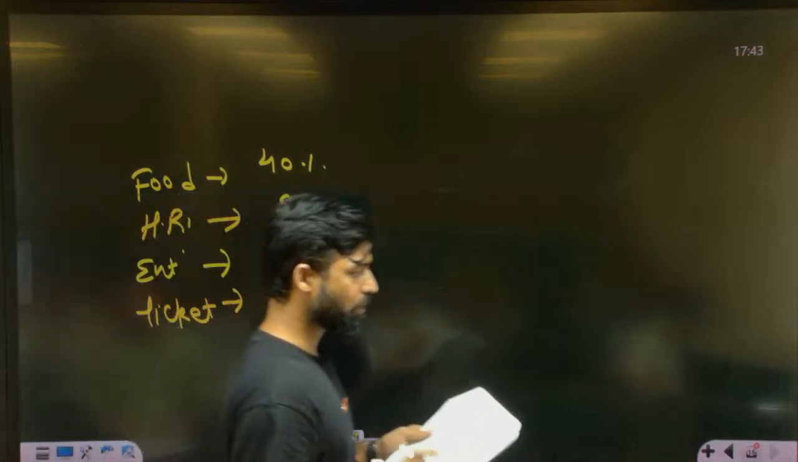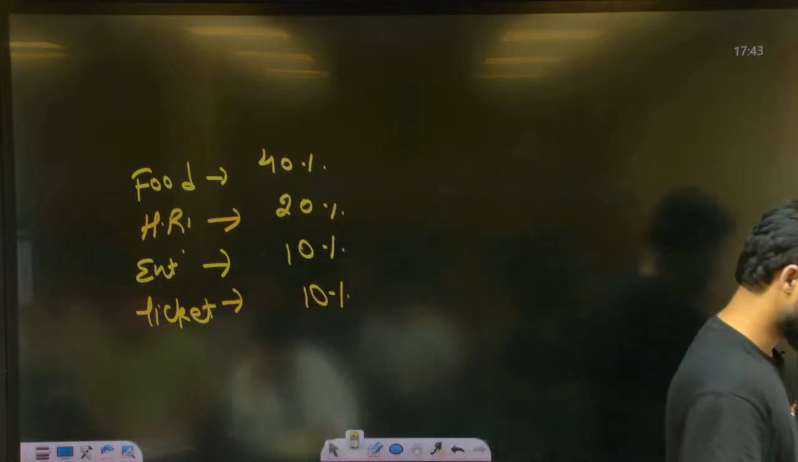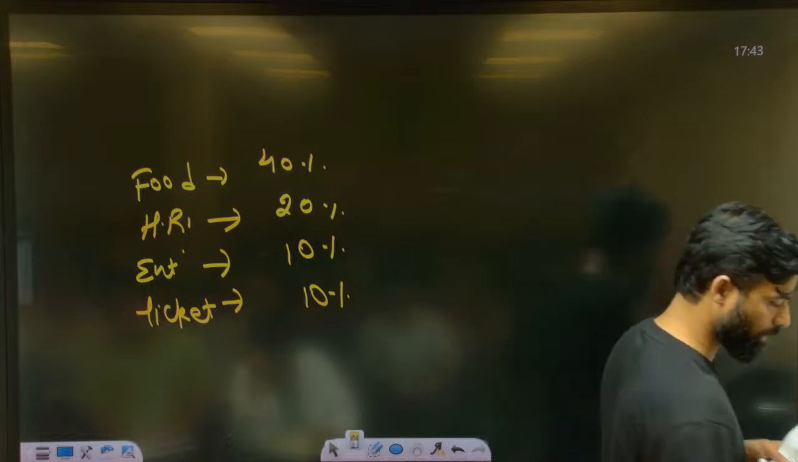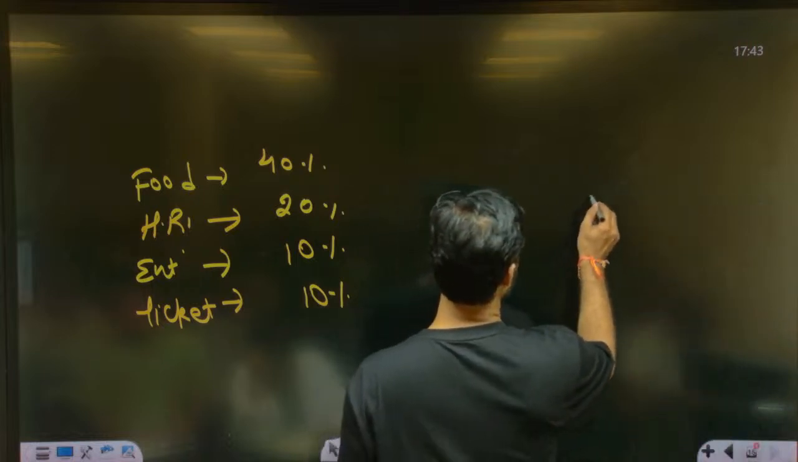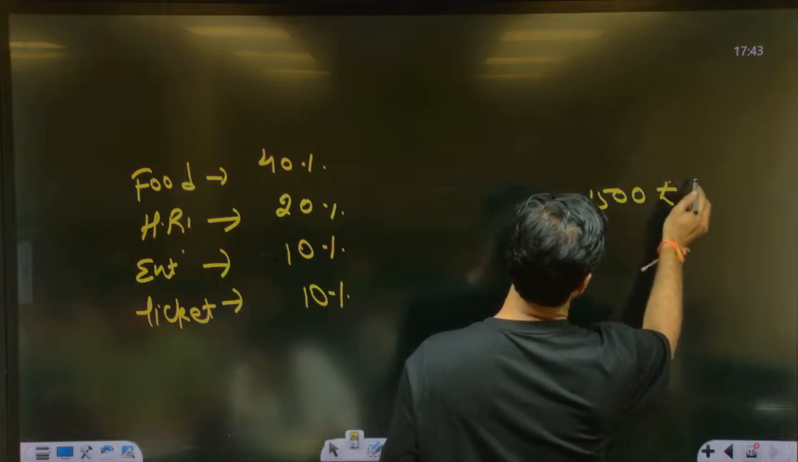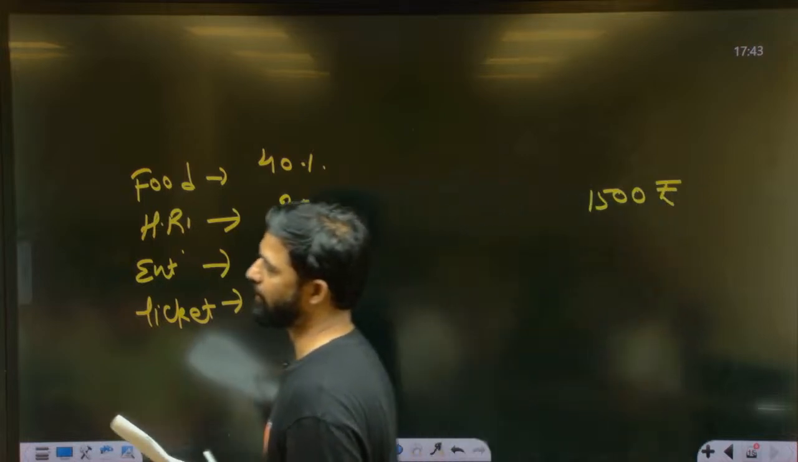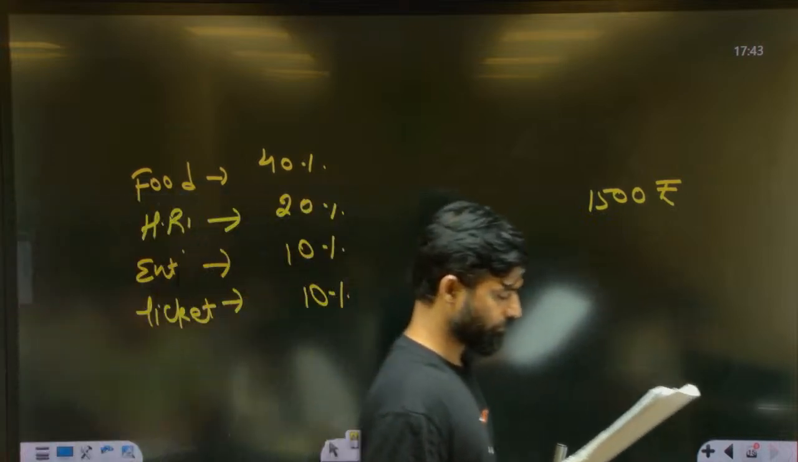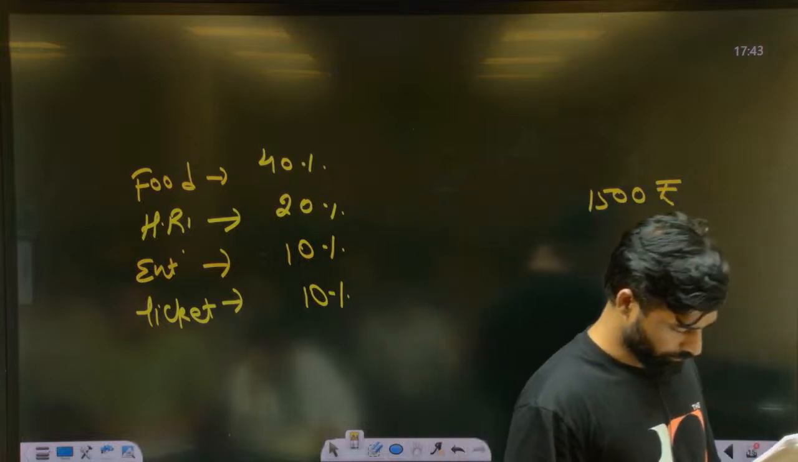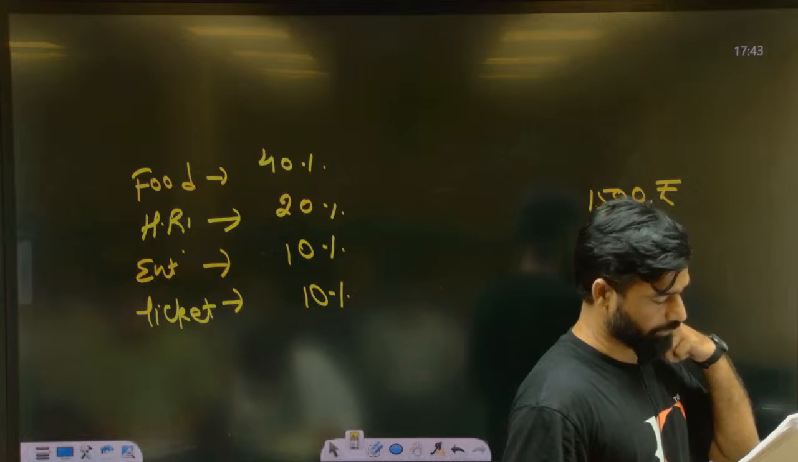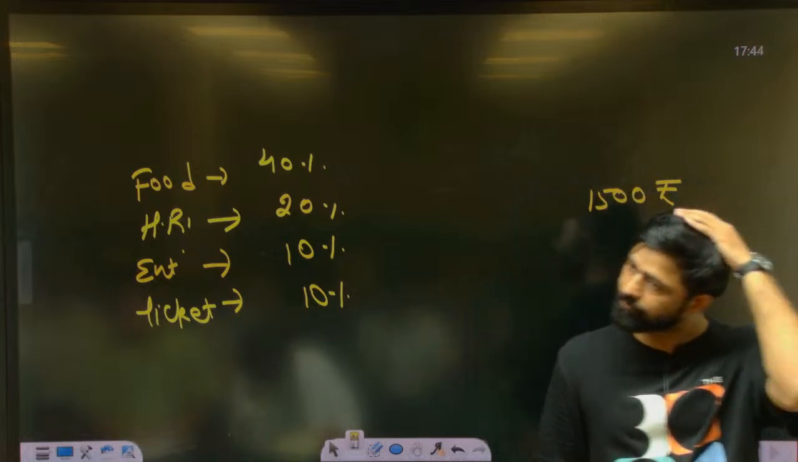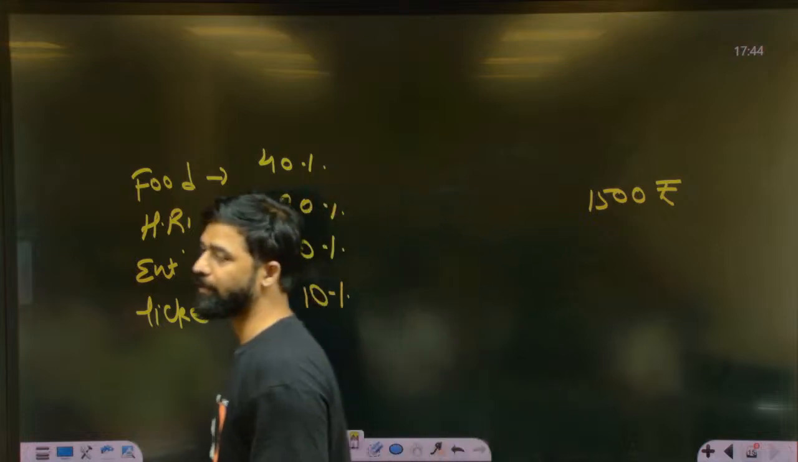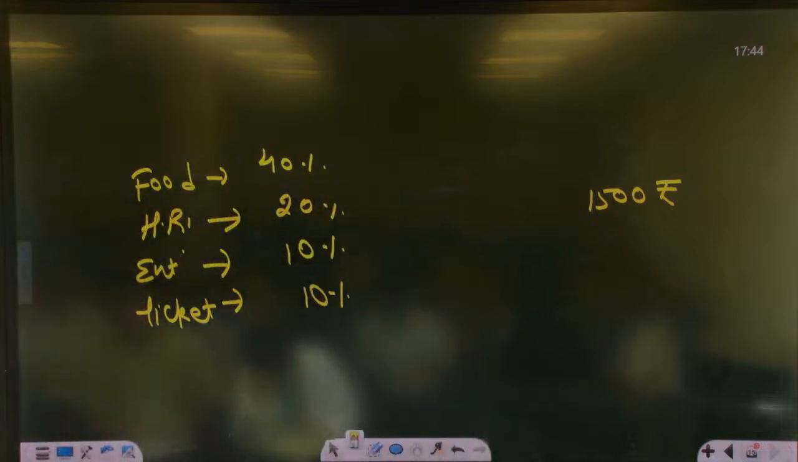If her savings at the end of the month are 1500 rupees, then find the total income of Radha. So you have to find out the total income of the lady Radha.